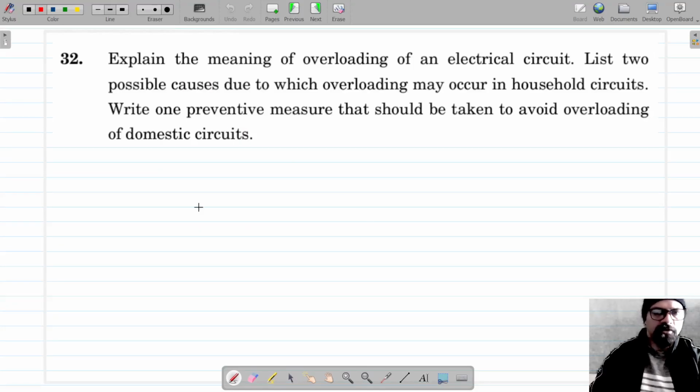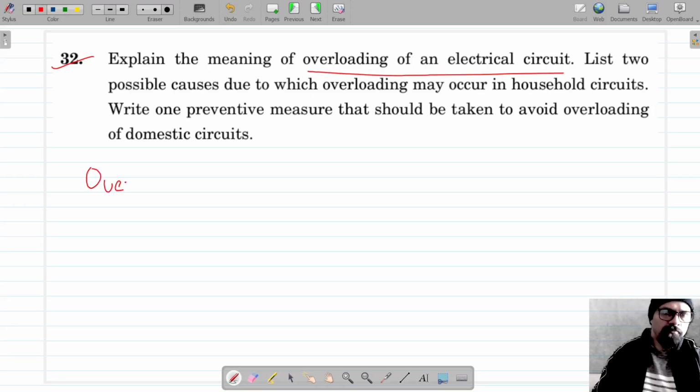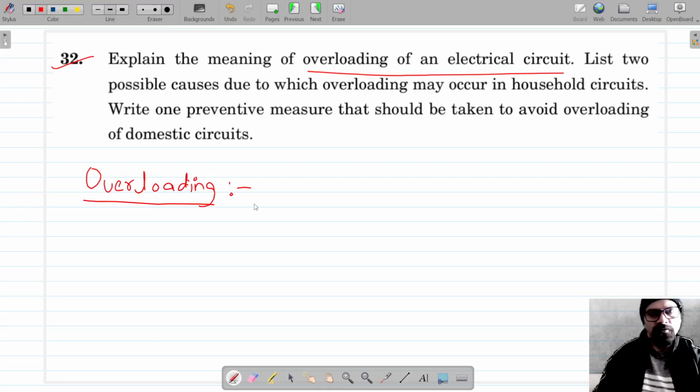So for question number 33, we have to explain the meaning of overloading. So what is overloading? Overloading means when excessive current flows in the circuit. And there could be different reasons for this. So the definition of overloading means that excessive current flows through the wires. So we can write this for the definition of overloading.